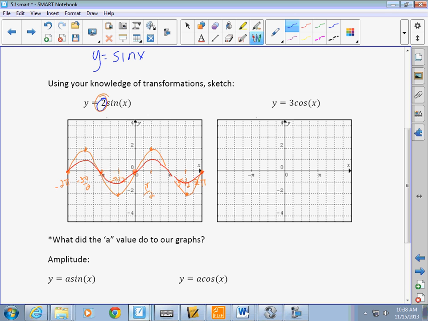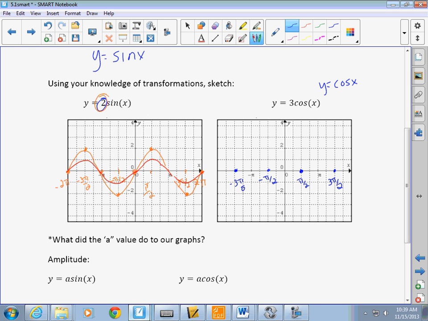So that cos x, my zero values were at pi over 2. So right here was a 0. And then again at 3 pi over 2. So then on the negative, at negative pi over 2, that's still going to be a 0. And at negative 3 pi over 2, it's going to be a 0.